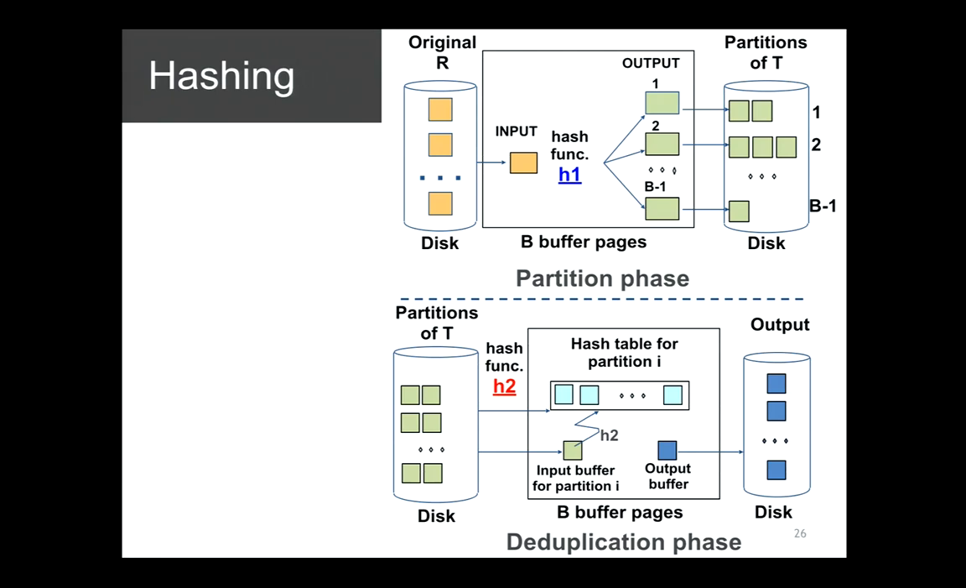The algorithm is correct. Why? Anything that has duplicate values of the projection list is guaranteed to end up in the same partition Ti. You cannot have records across these partitions having the same value of the projection list. That is what this hash function H1 guarantees. And so any duplicates that arise are guaranteed to arise within the partition.